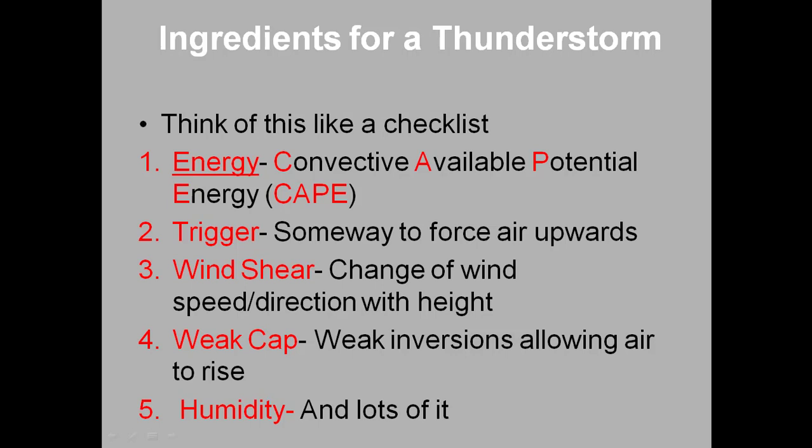The second thing that we need is some type of trigger. We need some type of lifting mechanism that will force air to rise. So this can be any one of the 4 main ways to force air to rise. So orographic lifting can cause thunderstorms. Oftentimes it's a frontal boundary or a cold front, sometimes even a warm front or a dry line, but it's some kind of frontal boundary that will cause thunderstorm development.